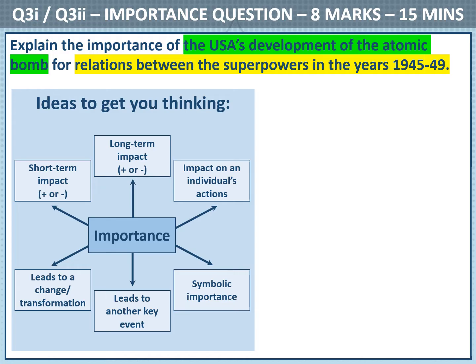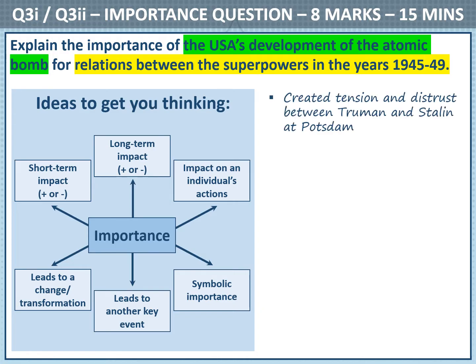Now, when I'm thinking about this particular question, I'm already starting to think about some points that I could make on the importance of the USA's atomic bomb for superpower relations. For example, I know that when America developed the atomic bomb, that created tension and distrust between Truman and Stalin at Potsdam. Another point I could make is that when America developed the atomic bomb, this encouraged Stalin to tighten his control of Eastern Europe, and that also affected superpower relations.